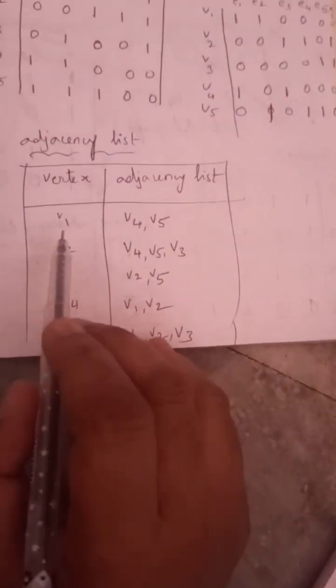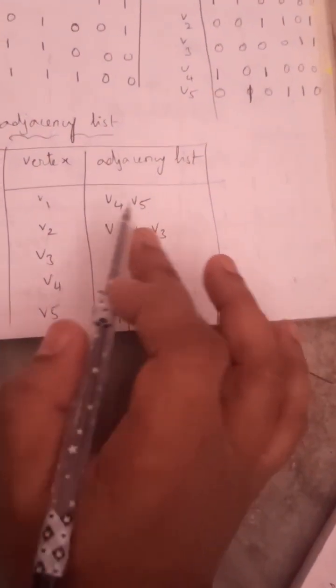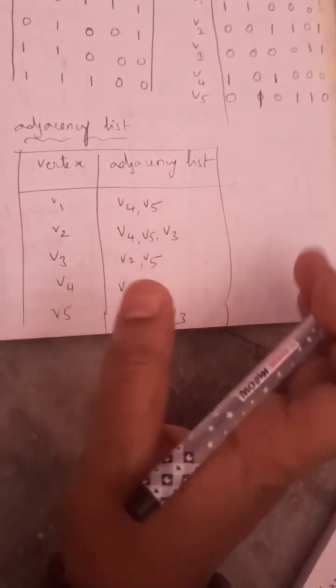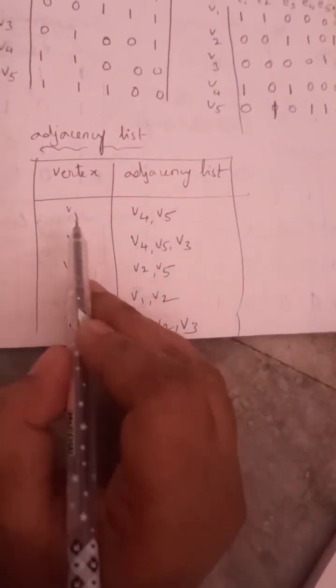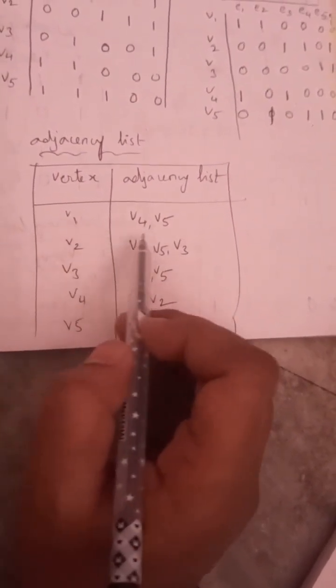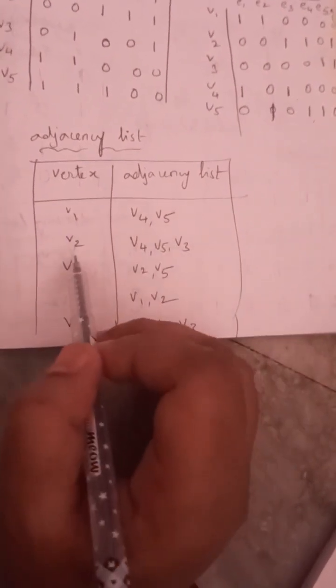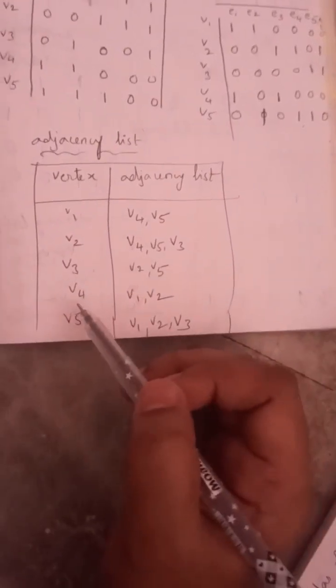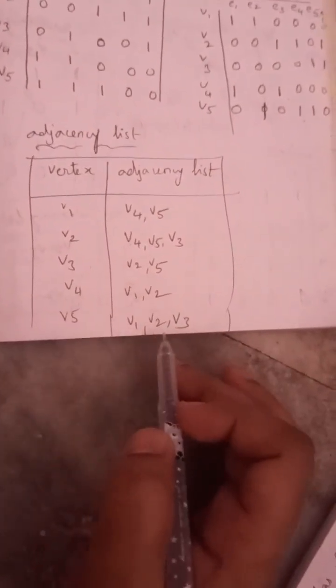And the adjacency list, if we want to write it for this: V4 and V5 are adjacent to V1, so we can write the adjacency list like this. The adjacent vertices to V1 are V4 and V5, and the adjacent vertices to V2 are V4, V5 and V3. And for V3, the adjacent vertices are V2 and V5, for V4, V1 and V2, and for V5, V1, V2, V3. In this way also we can write. For the adjacency list, we can follow both the methods.